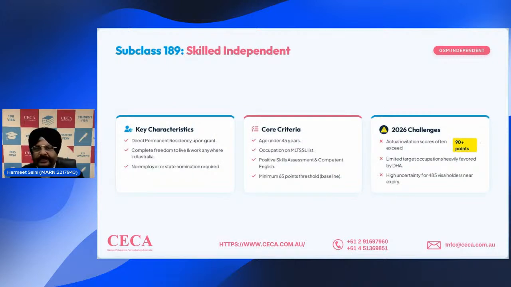Let's talk about these visa subclasses one by one. First, general skilled migration, starting with the 189 visa. This visa is a skilled independent direct permanent residency visa, meaning permanent residency is granted directly when you get this visa.